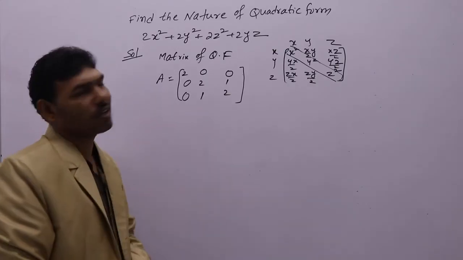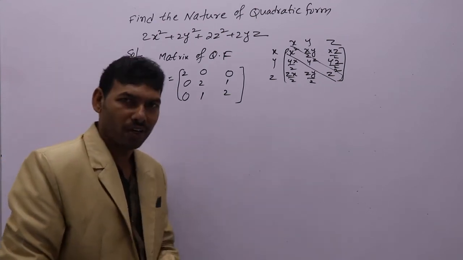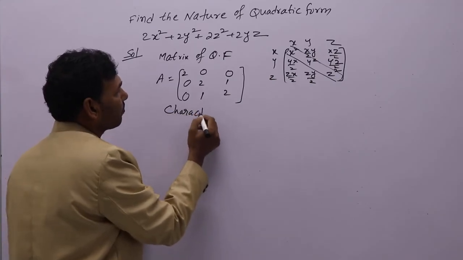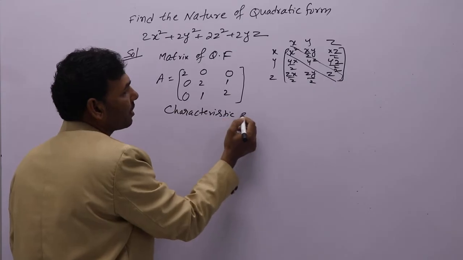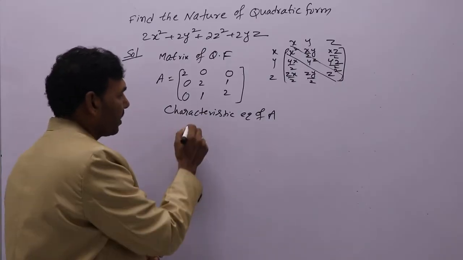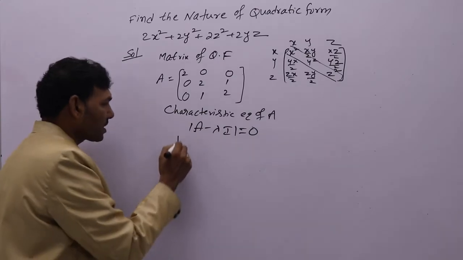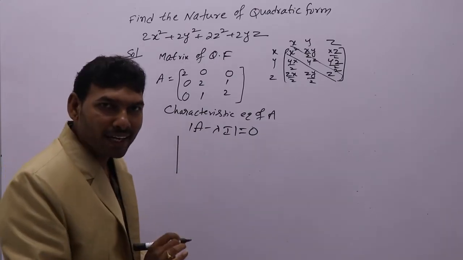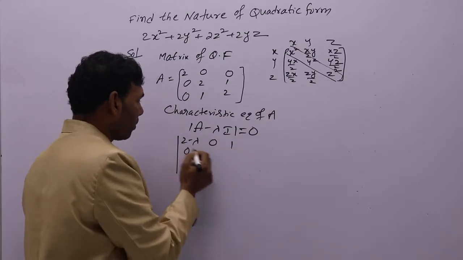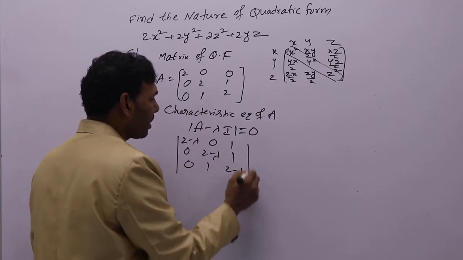After writing the matrix of the quadratic form, to find the nature of the quadratic form, first you need to find eigenvalues. To find eigenvalues, write the characteristic equation. What is the characteristic equation of A? Det of A minus lambda I equal to 0. That means simply subtract lambda from the diagonal elements only. 2 minus lambda, 0, 1. 0, 2 minus lambda, 1. 0, 1, 2 minus lambda, equal to 0.